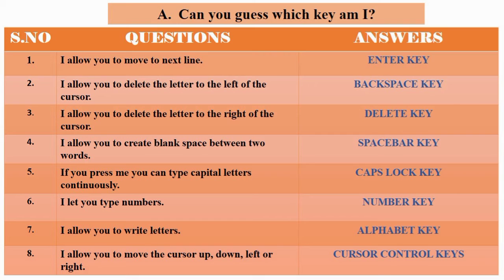So the first says, I allow you to move to the next line. That is enter key. I allow you to delete the letter to the left of the cursor. Very good. Backspace key. I allow you to delete the letter to the right of the cursor. Very good. Delete key. I allow you to create blank space between two words. Very good. That is space bar key.